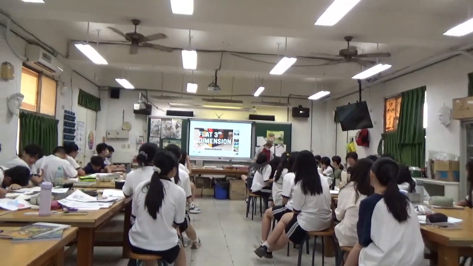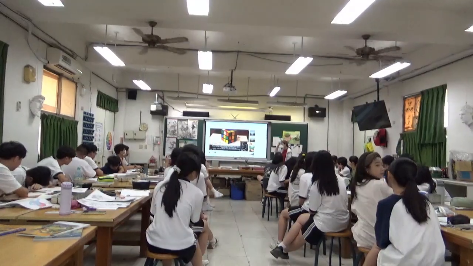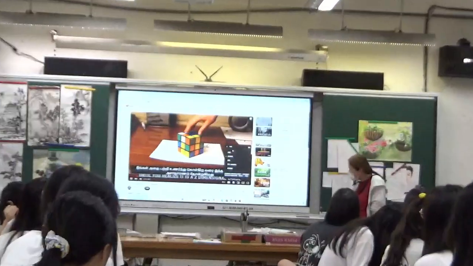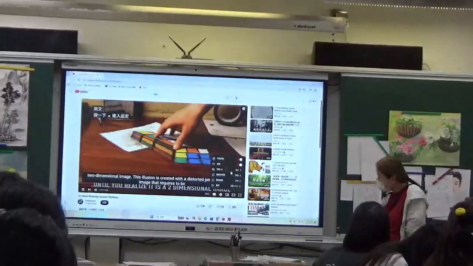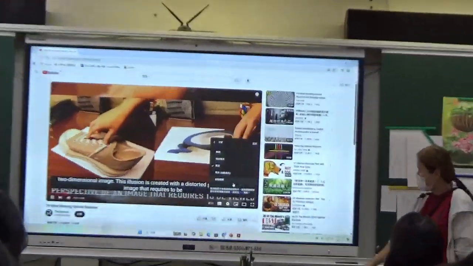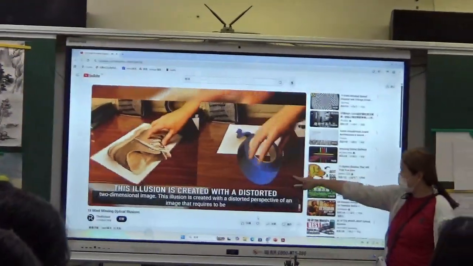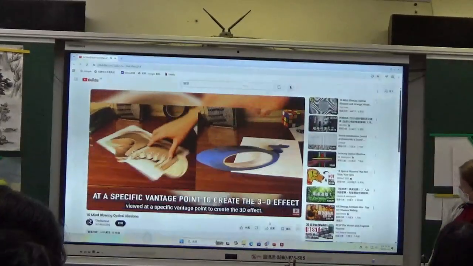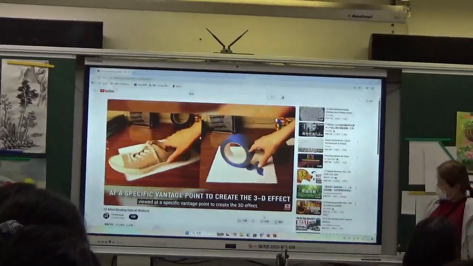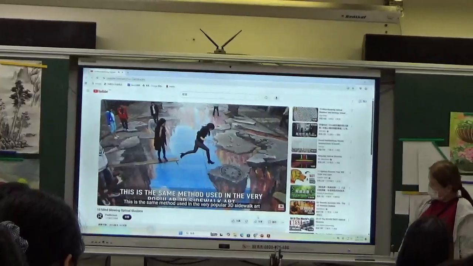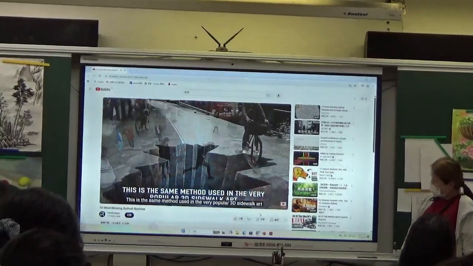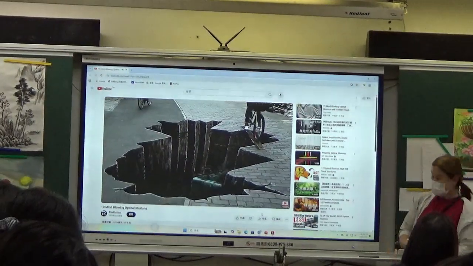Flat third dimension. Nothing appears abnormal about this Rubik's Cube until you realize it is a two-dimensional image. This illusion is created with a distorted perspective of an image that requires to be viewed at a specific vantage point to create the 3D effect. This is the same method used in the very popular 3D sidewalk art.